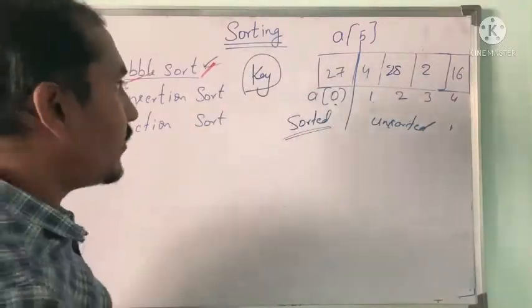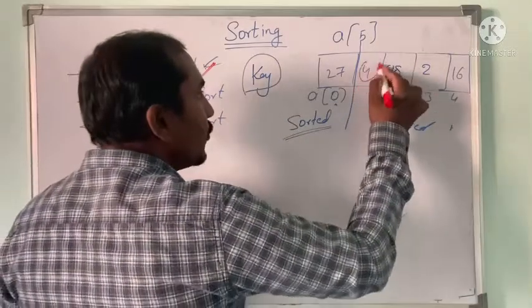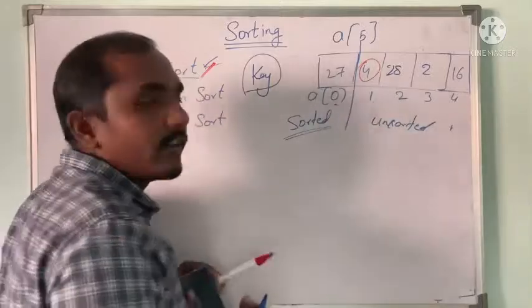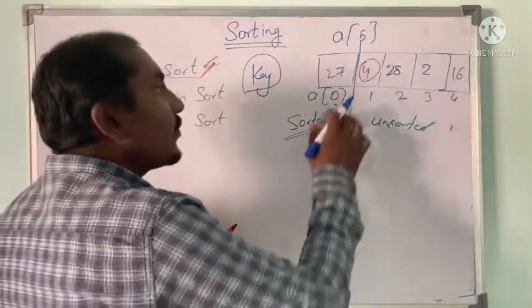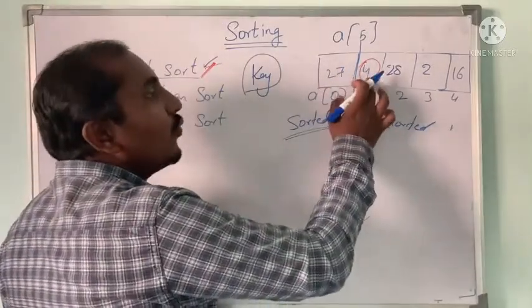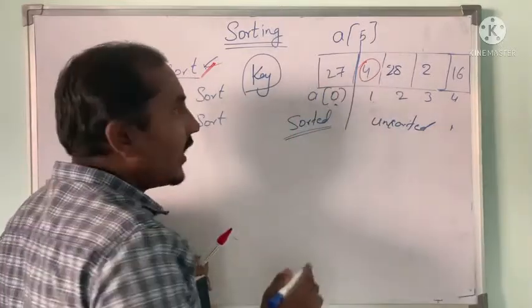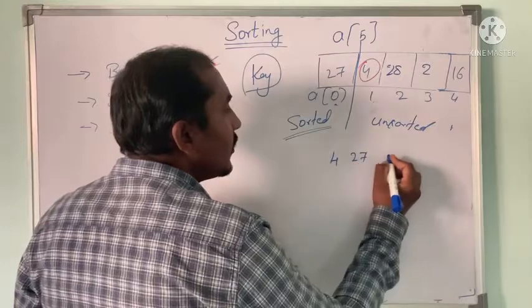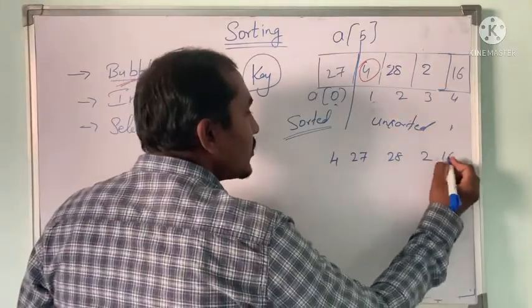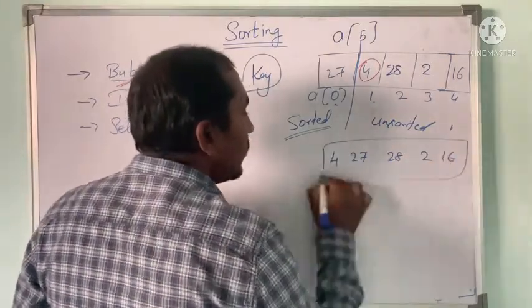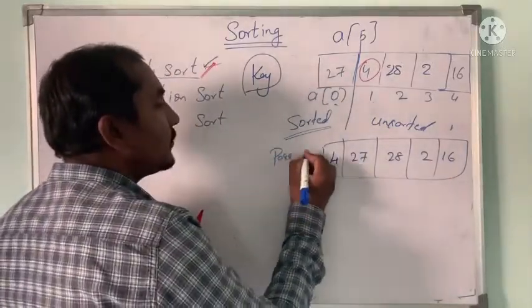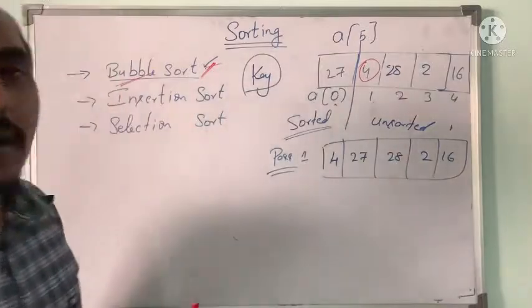From the unsorted, we are going to take the first element, which is 4, and this element will be compared with 27. If 27 is greater than 4, then we are going to exchange. In that case, I am going to get the elements as 4, 27, 28, 2, 16. So this completes the first pass. Pass 1 is completed. So in insertion sort, what happens?